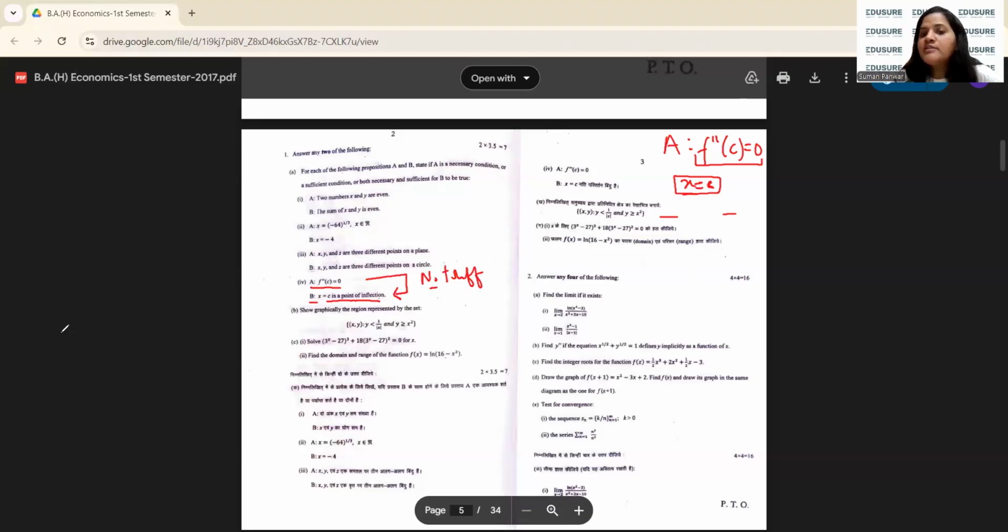But if x equals to C is a point of inflection, it is necessary that the second derivative is equal to 0. So not sufficient, but necessary.